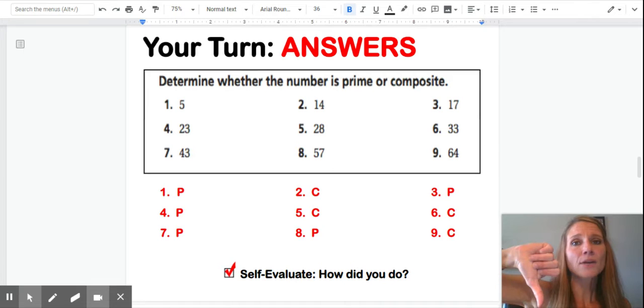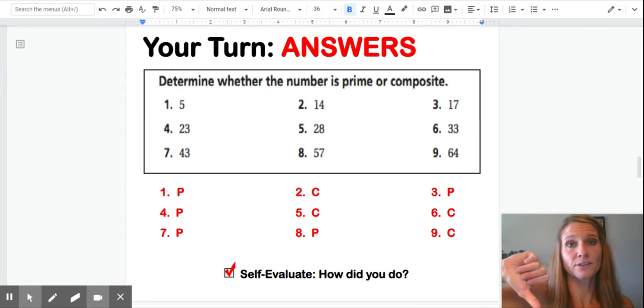So if you're not doing okay with the skill of prime and composite, there is going to be application of this skill in this chapter. And so we'll want to get you a little bit closer to being here, or even better, thumbs up on that.